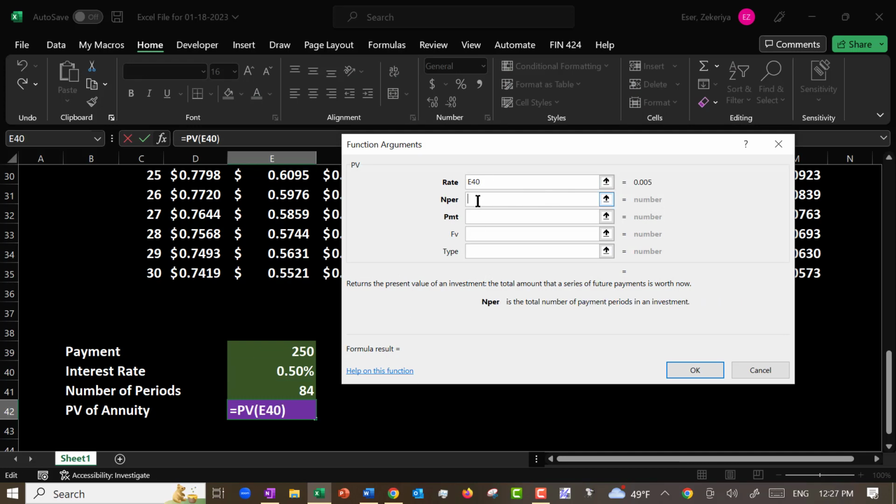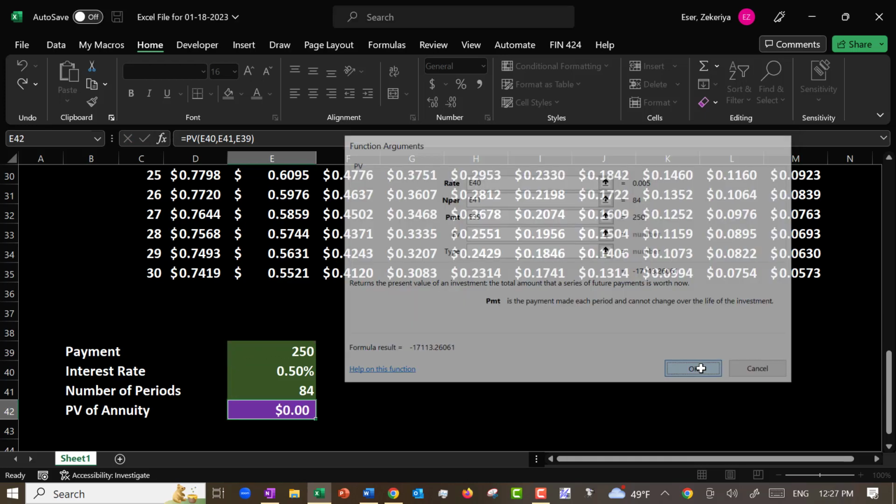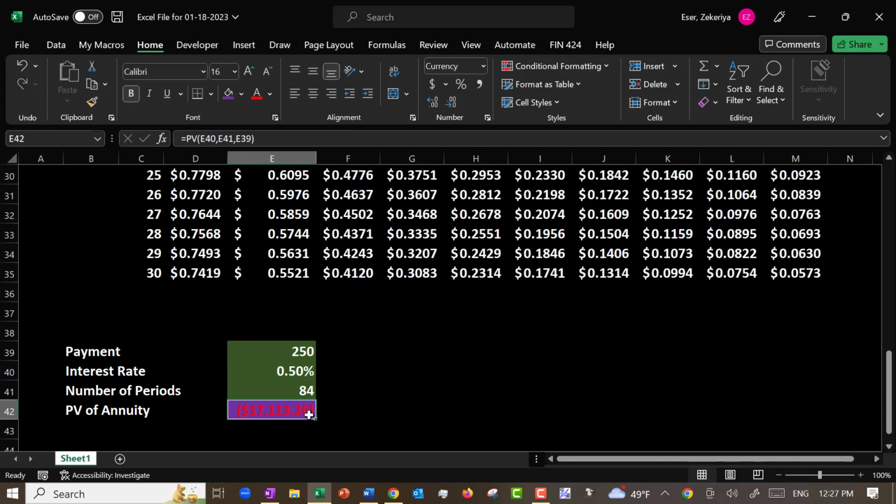First one is rate. The second one is number of periods. The third one is payment. And it tells you exactly what it is. If you remember from your accounting, numbers in parentheses are negative. This function must have been written by an accountant that thinks in terms of debits and credits. But within finance, present value of an annuity is not negative. So just put a negative in front. So that means you actually borrowed or you paid $17,113 to the car.